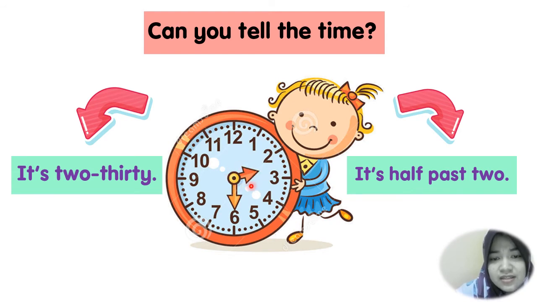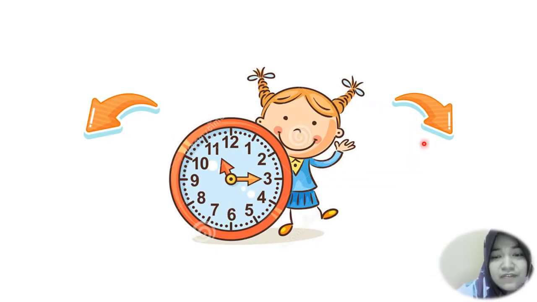The short clock hand is at 2, and then the long clock hand is at 6. So it means dia ada dalam kawasan kanan ni. So that means half past. Half means separuh, 30 minutes. Past selepas pukul 2. So it will be it's 2:30. Okay, class? Never mind. Let's see another example so that you will get a clearer understanding in telling time.